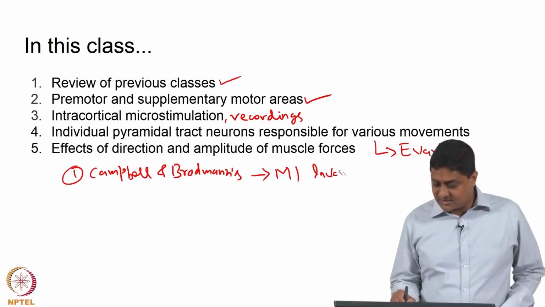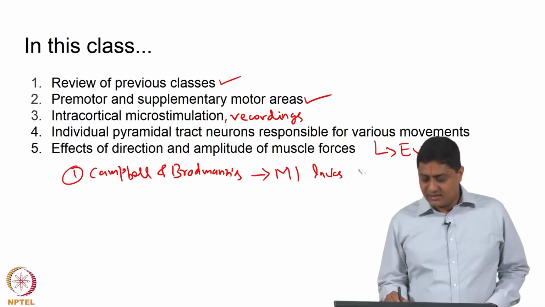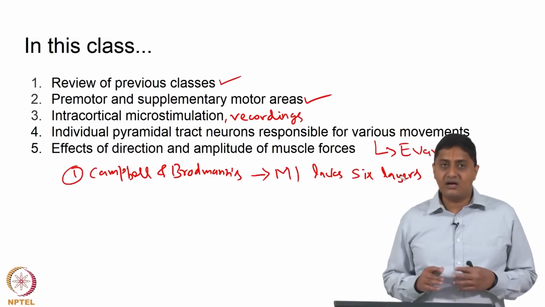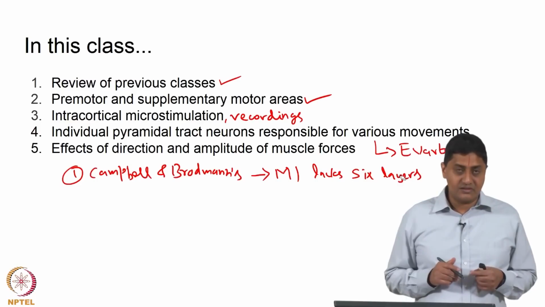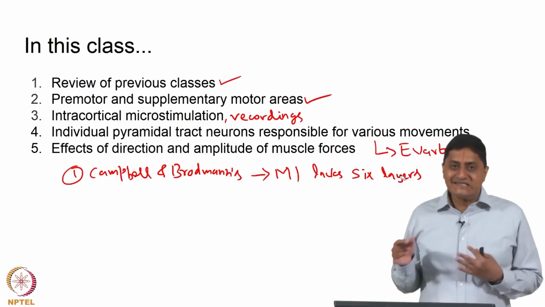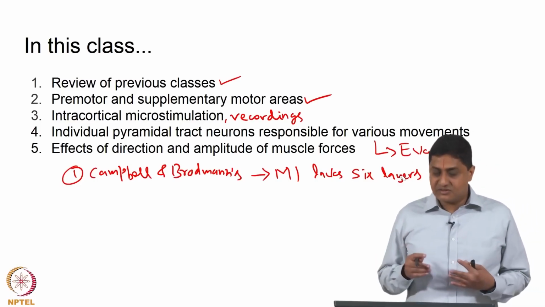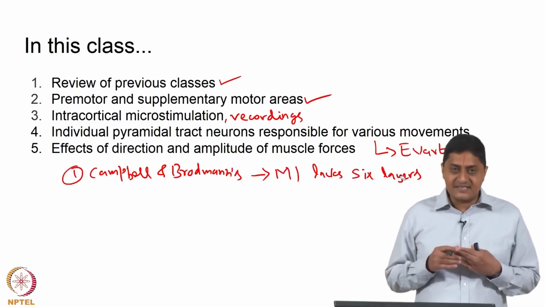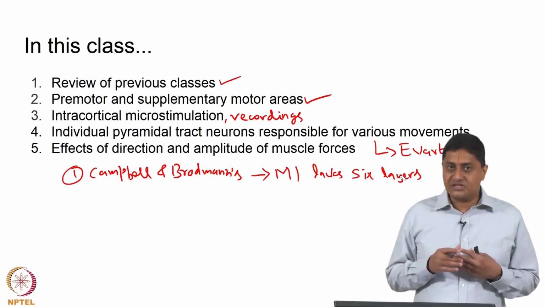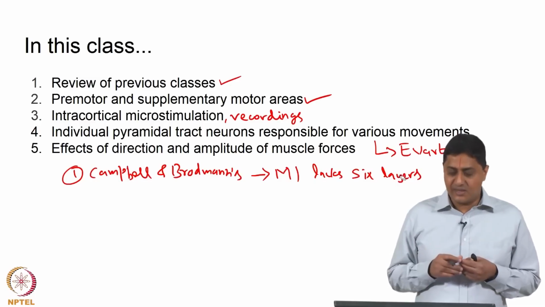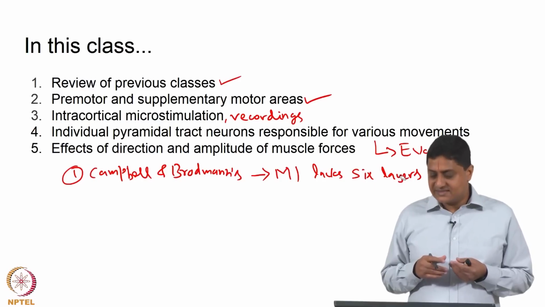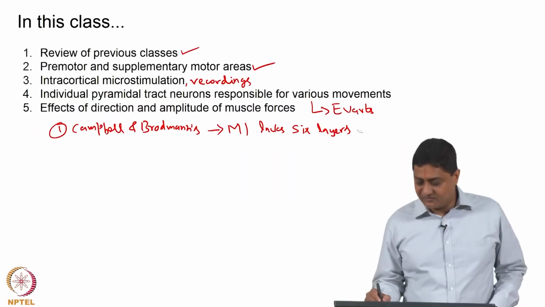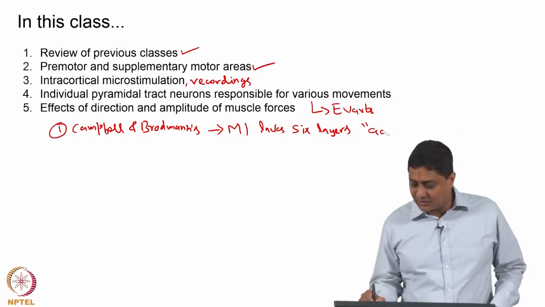M1 lacks the 6 layers that are characteristic of the cortex, right. Cerebral cortex generally has 6 layers, and it is also granular, containing granule cells, but this granular structure was absent in M1, and it also lacks the 6 layers. That is one of the reasons why this is called the agranular cortex.